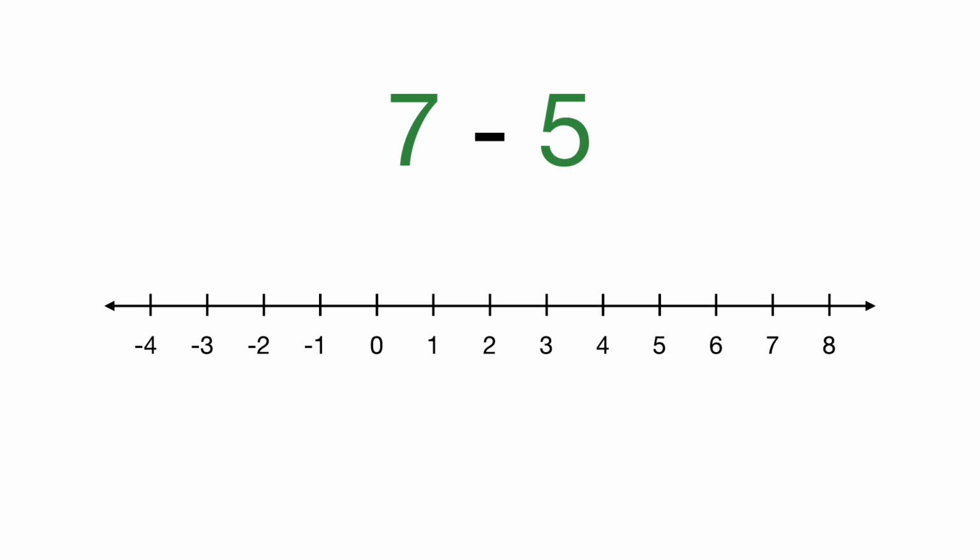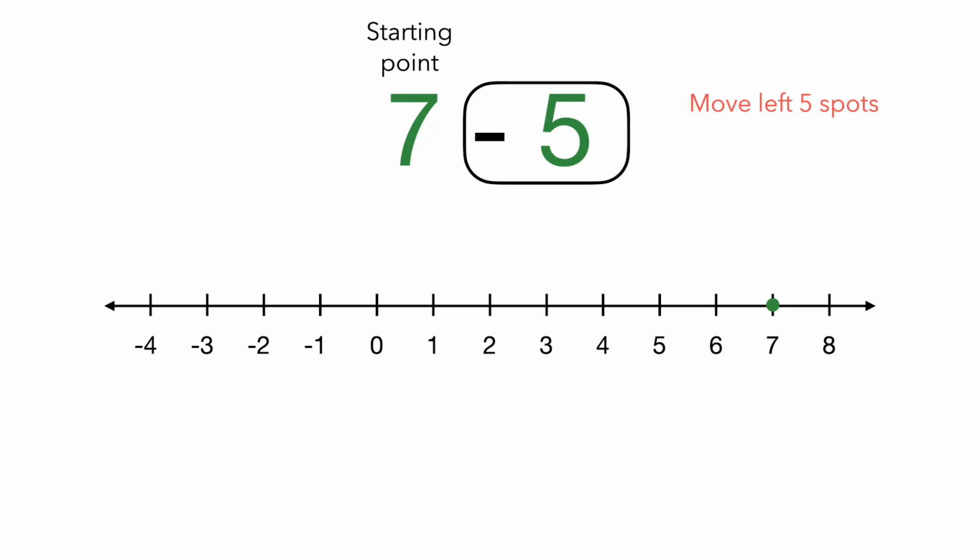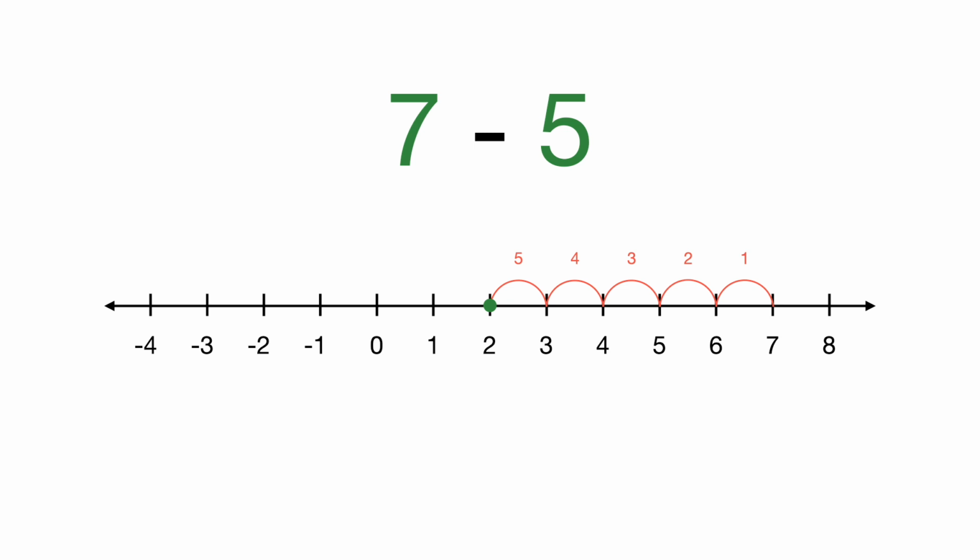We've got 7 minus 5. In this process, first you're going to find your starting point. We're starting at positive 7, so we're going to mark that right here. And then we're subtracting 5. That means we move 5 spots left on the number line, or in terms of dollars, you lost $5. So we move our point those 5 spots over, and now we land at 2. So we know that 7 minus 5 is going to equal 2.